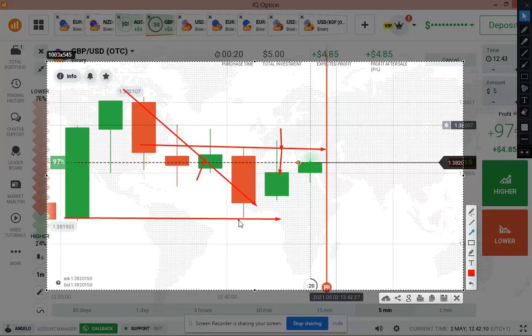So sellers entered. Now the buyers change their entry from here to here. Now we can see the market is going down. Then we can also see rejection from sellers. So I'm expecting next candle to be a bearish candle.